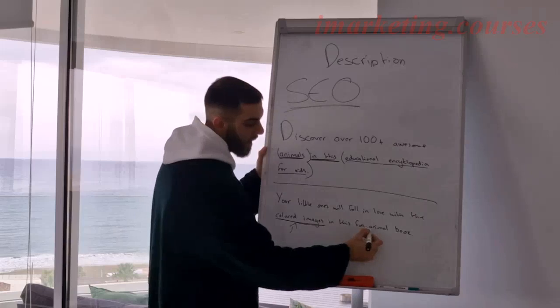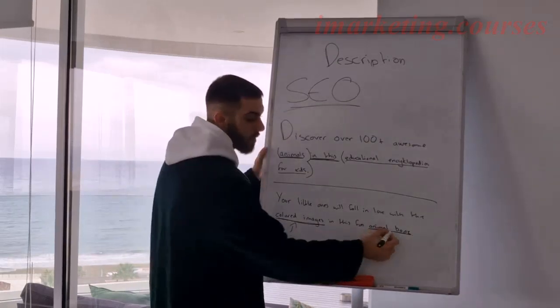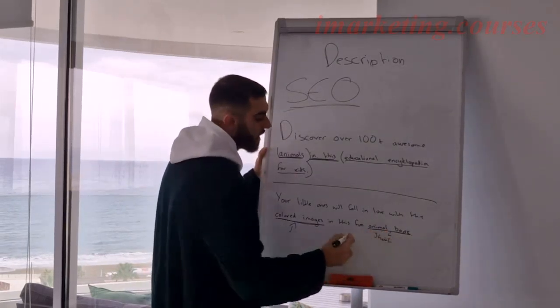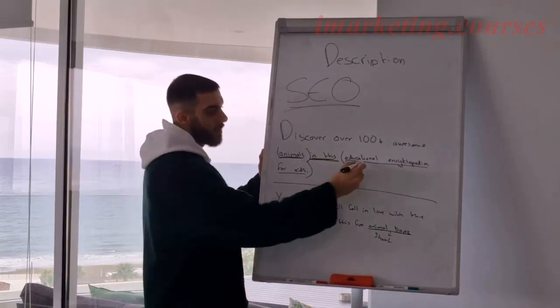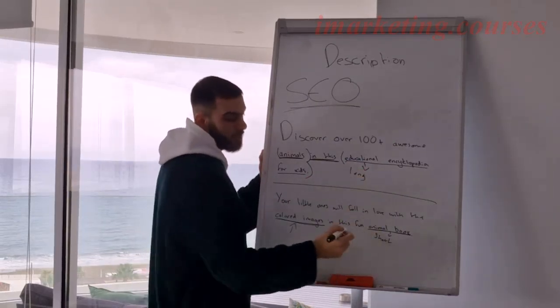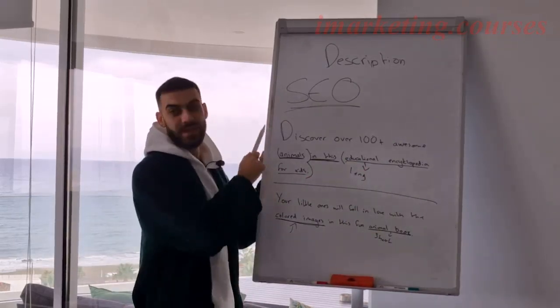And then finally, I have animal book as well. This is a short tail keyword, which is completely fine. In your description, you can add long tail keywords like this one, and you're going to have short tail keywords like this one, and you can just index for all of them.